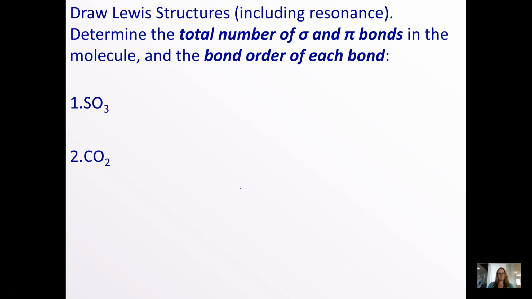So at this point, let's go ahead and have you do sulfur trioxide and carbon dioxide. Draw the Lewis structures, including resonance, although with carbon dioxide, remember, those other two resonance structures aren't valid. Determine the total number of sigma and pi bonds in the molecule and the bond order of each bond. So again, pause the video and try these two examples, and we'll go over them in just a sec.